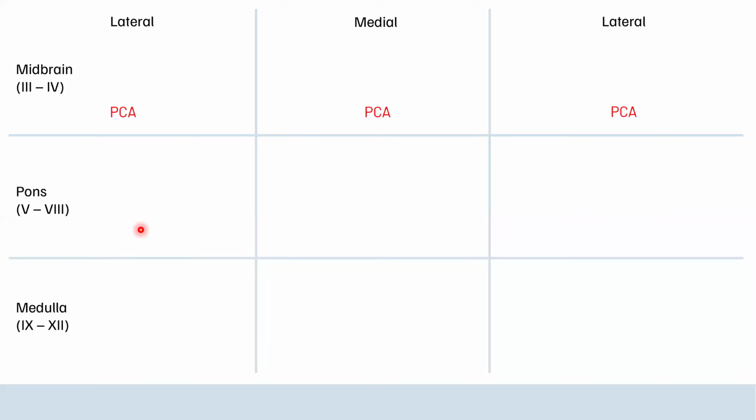What supplies it laterally? AICA, yes, exactly. What supplies it medially? The basilar artery. For the medulla, what supplies it laterally? The PICA, and then what supplies it medially? The anterior spinal artery. Perfect.